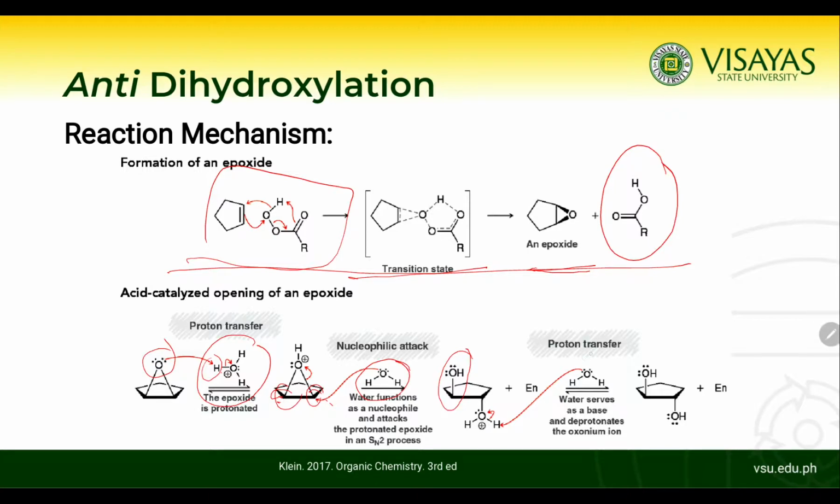Okay, in the last step, we have proton transfer. So we use another water molecule here which serves as base and deprotonates the oxonium ion. So you remove the proton here, and we now form the trans diol, no? So we have one hydroxyl on the bottom and one on the top face. So, trans, no? Opposite faces.